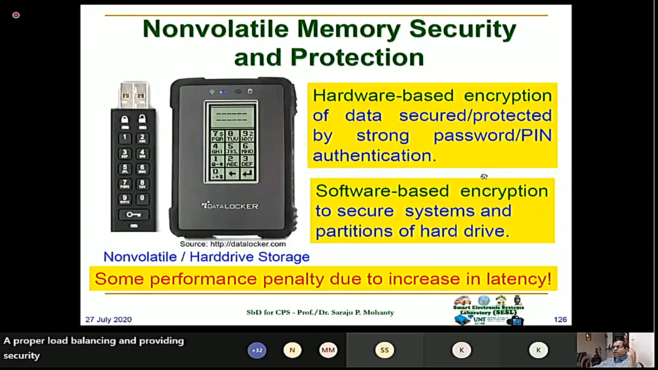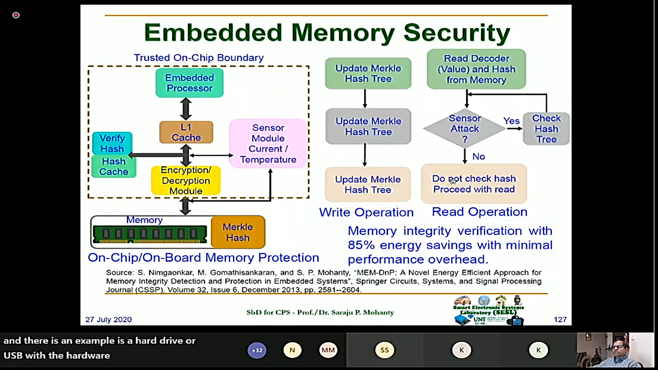Anyway, a very basic simple thing I wanted to mention here, this figure: we're talking about all big things, no doubt, but we should not forget that at the end, each data needs to be protected, the system needs to be protected, the device needs to be protected, data everywhere needs to be protected, and we can protect them using hardware and software mechanisms. An example is a hard drive or USB with a hardware encryption mechanism.